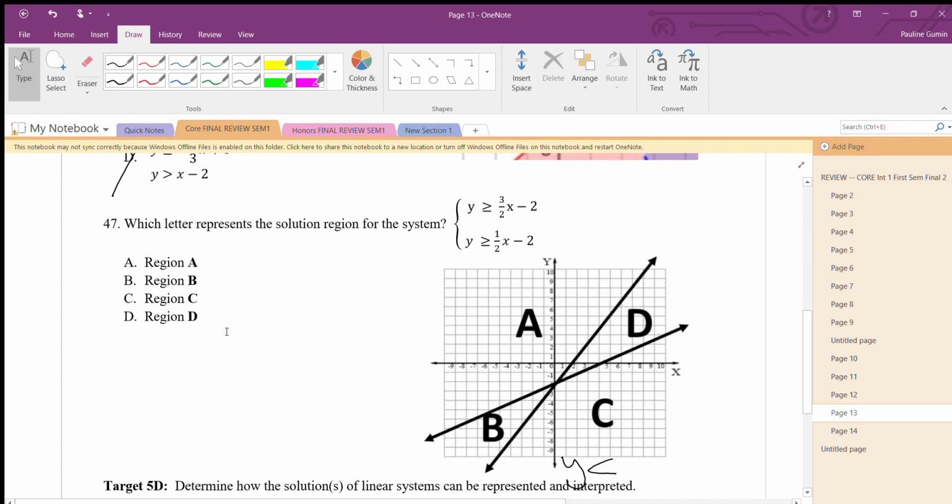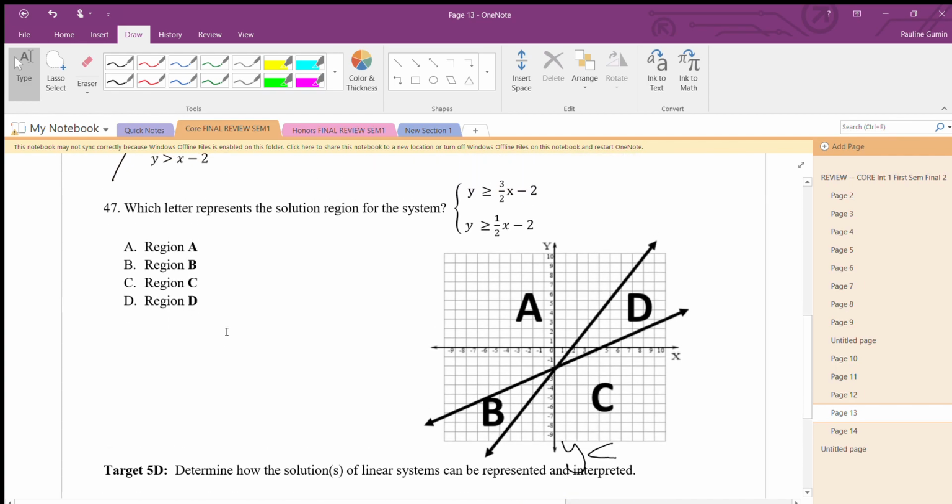47. Which letter represents the solution region for the system? The way I'm going to start this off is I'm going to write a y greater than on top and a y less than on the bottom. Y's are greater on top of the graph, smaller on the bottom. Just makes it a little easier to see.